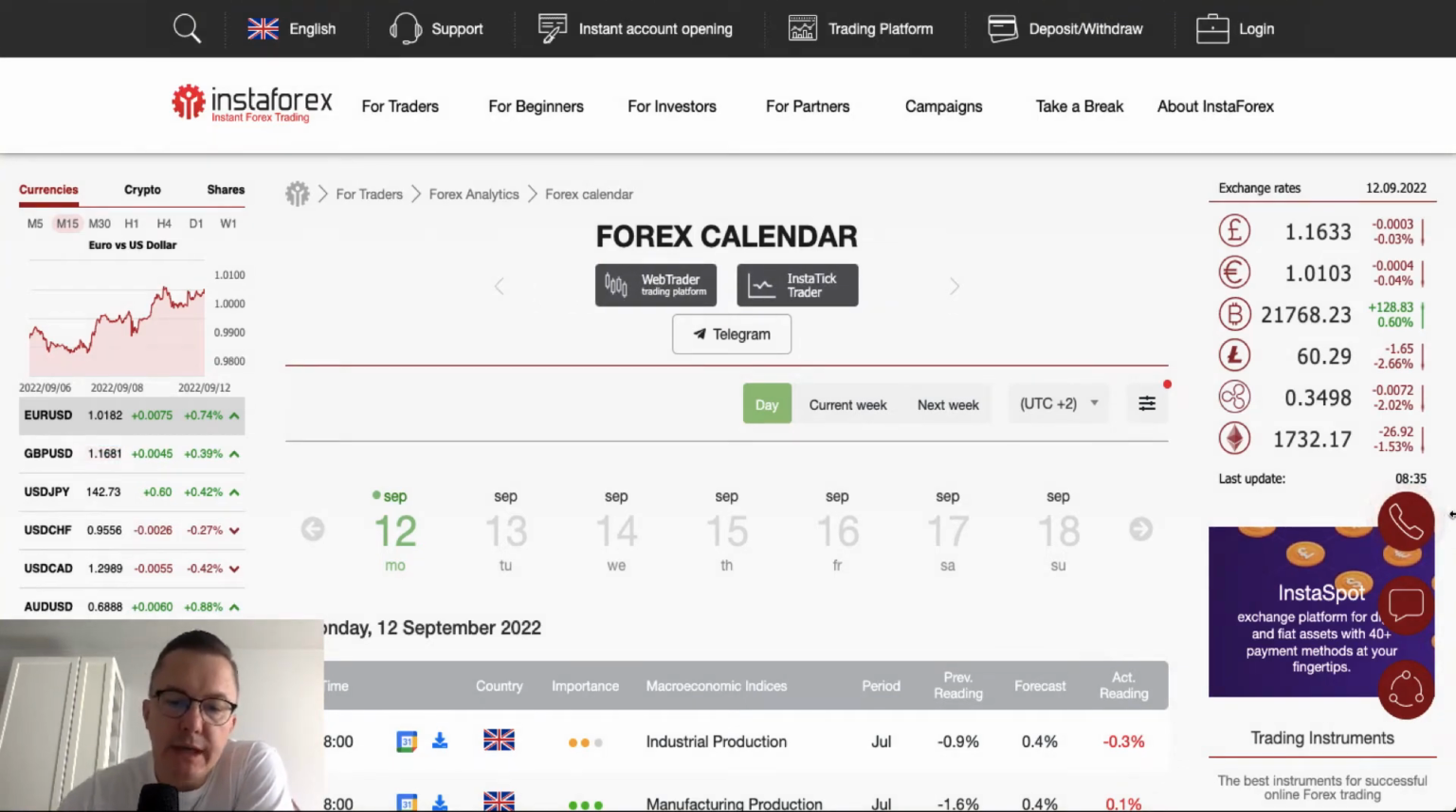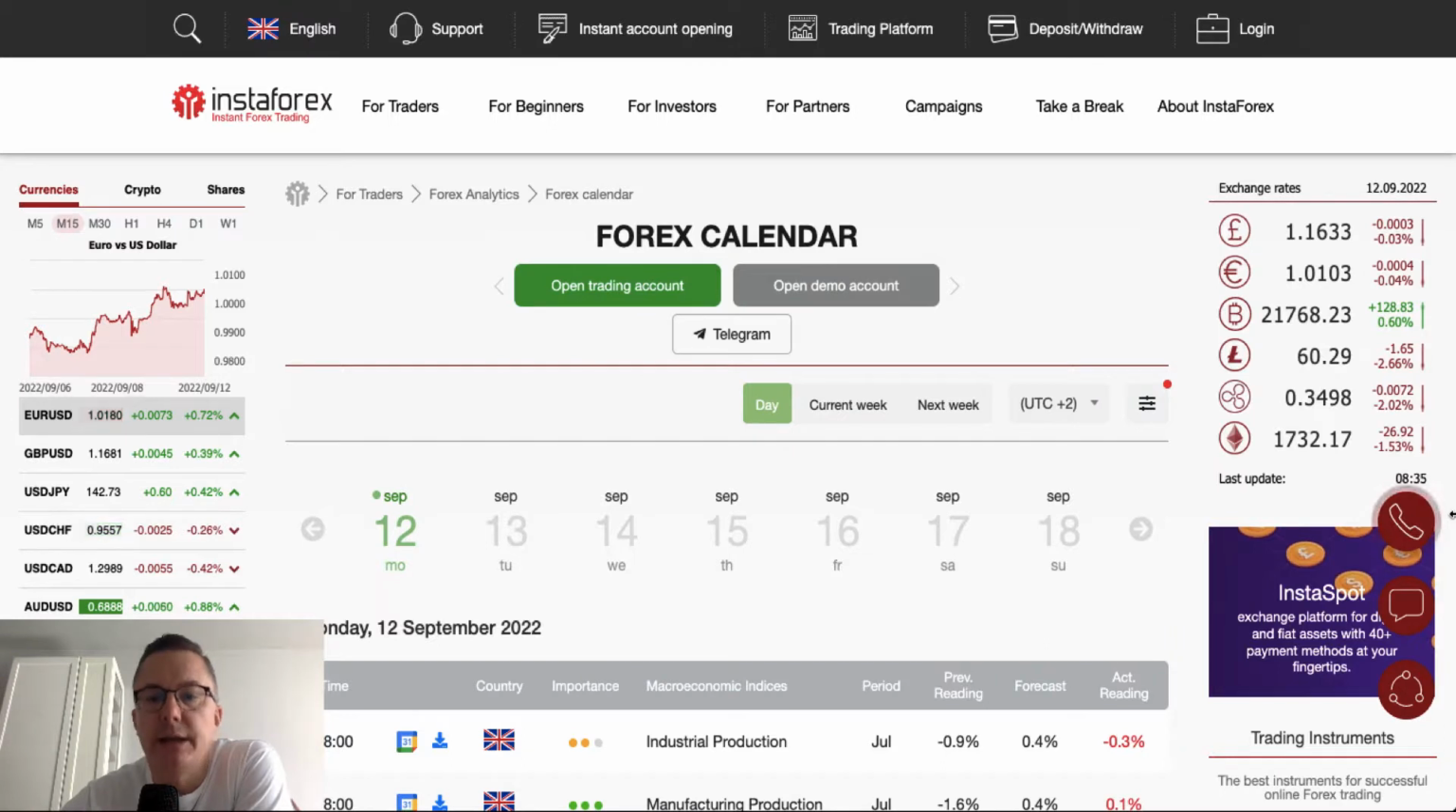Today is Monday, September 12th, 2022, the beginning of the new trading week. So let's find out what is going on in the Forex market by checking the Forex calendar.